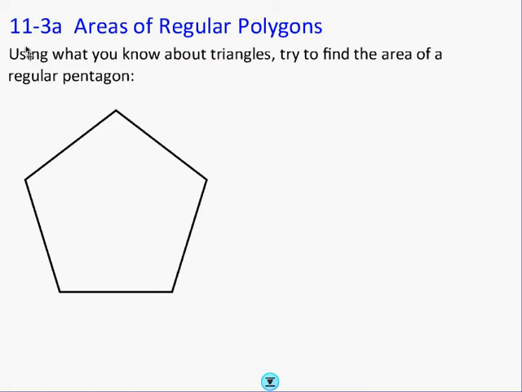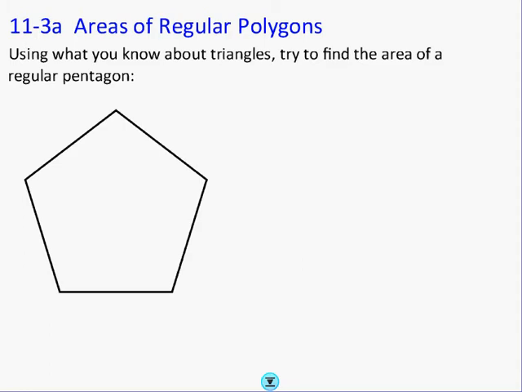This is lesson 11.3a. We've already done the second half, which deals with circles. Today we're going to talk about the area of regular polygons. I do want to emphasize that this only works for regular polygons, that is, polygons that have all sides the same length and all interior angles the same measure.